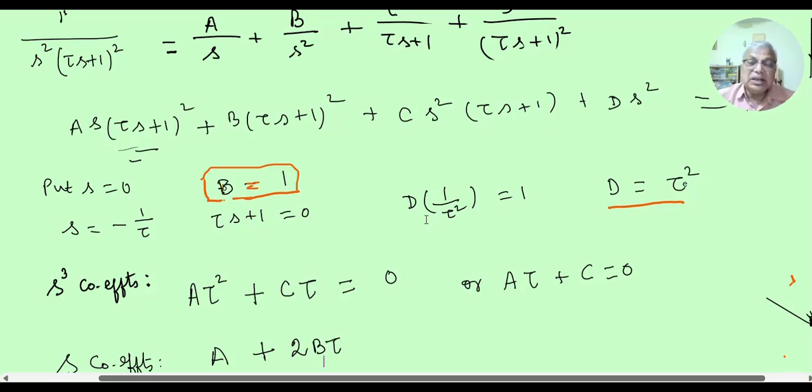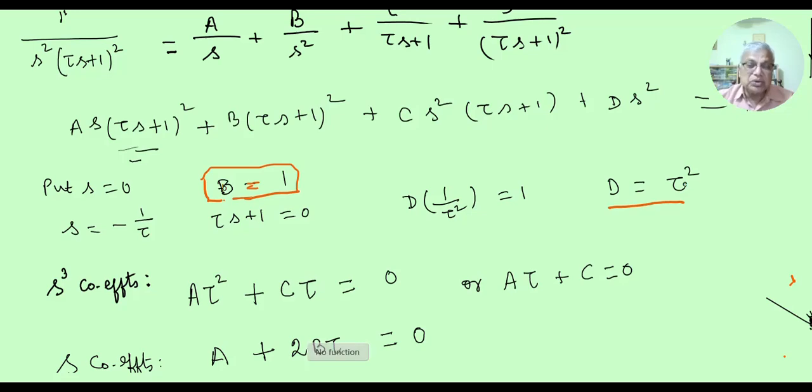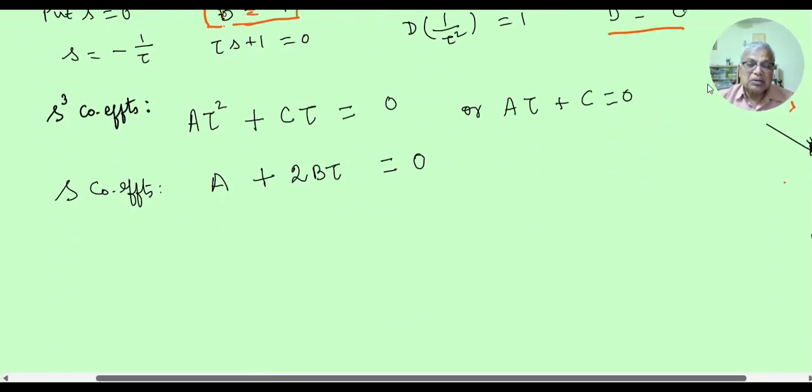And any other S term? No, here S square, here S square. So no other S term. So the right hand side S term is 0. So you get A plus 2B tau equal to 0. And already you have found B.